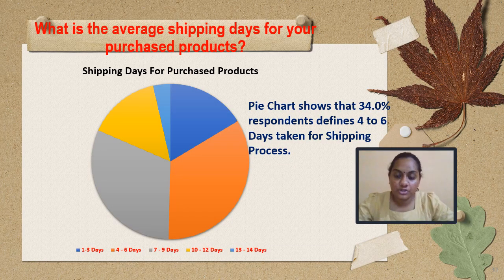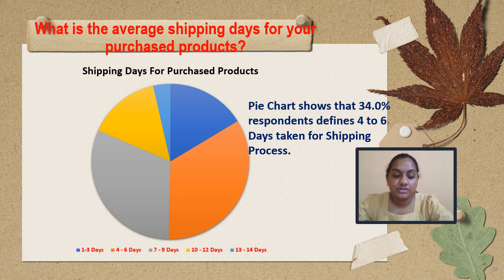Let's move to the next question. What is the average shipping days for your purchased products? This is a pie chart. This pie chart shows that 34.0% of respondents say that 4 to 6 days are taken for the shipping process.